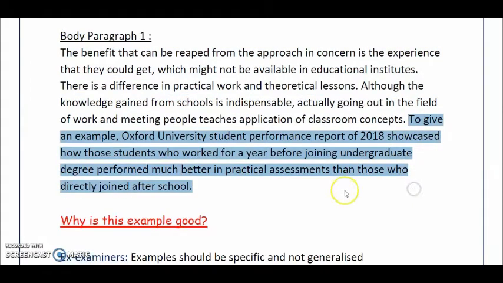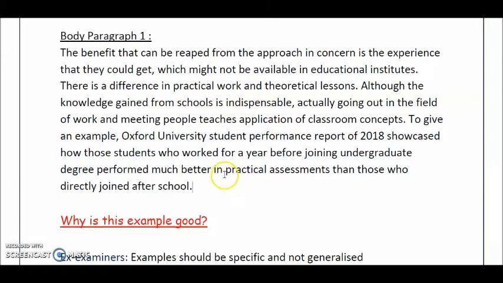So this is our example. So how is this relevant to our idea over here and our explanation? We are talking about students performing better in practical assessments. So over here also, in our explanation, there is a difference in practical work and theoretical lessons. The knowledge is indispensable, but going out in the field of work and meeting people teaches application of the classroom concepts here.